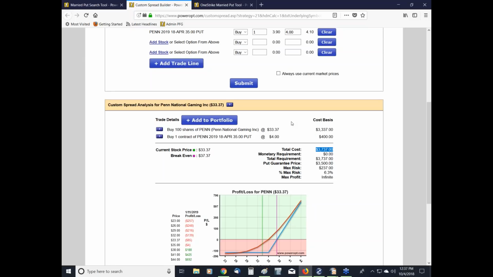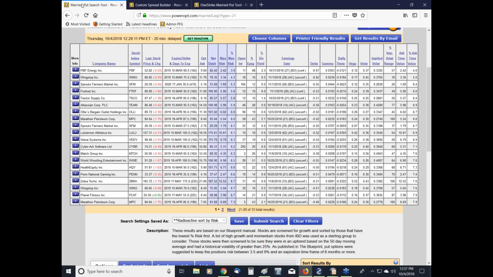There's 4 different income methods that involve adjusting or moving the put to lower the risk on the position or lower the cost basis. So to tell you the truth, if I was opening Penn today, I'd probably use this same strike and this same structure. I wouldn't use the 34, wouldn't use the 36. I'd probably still be right here at the 35.